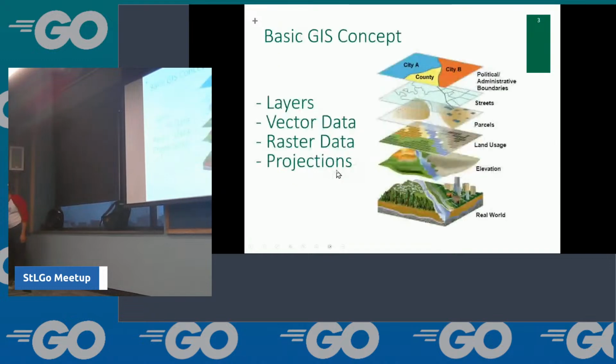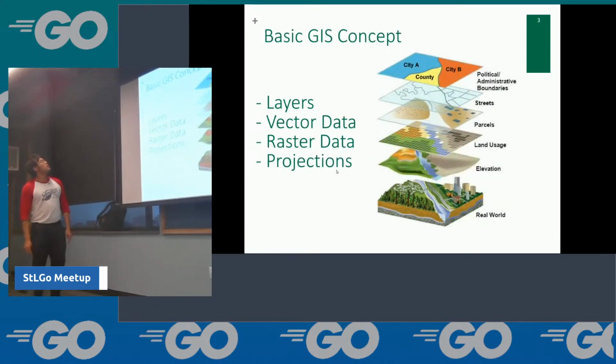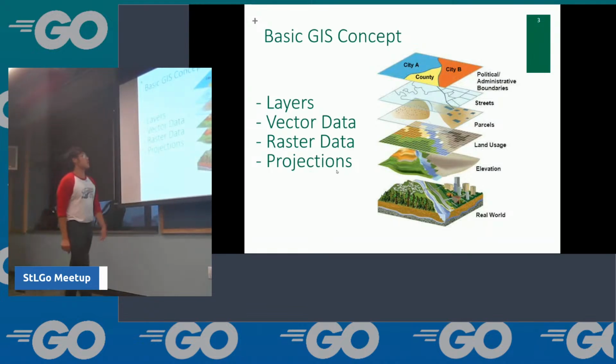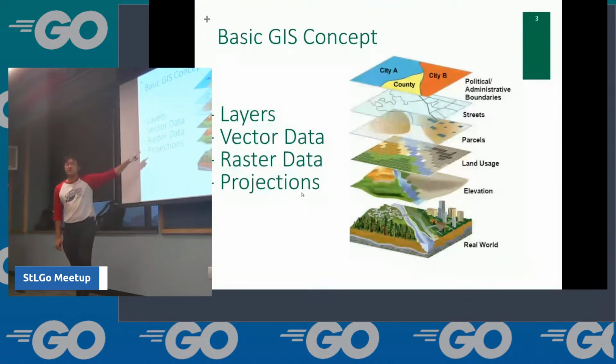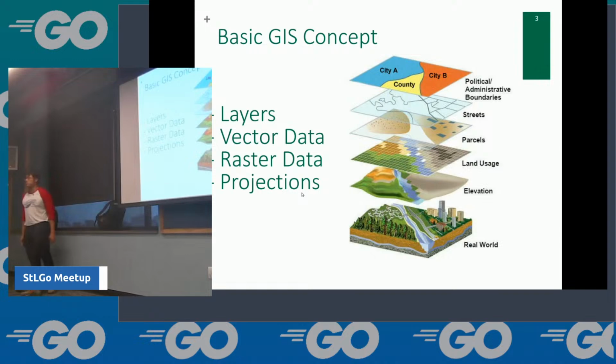Okay, so basic GIS concepts. Data is organized in layers, right? So you have vector data, which is points, lines. You have raster data, which is essentially just images that is on the screen. So all of your pictures, they technically count as rasters.